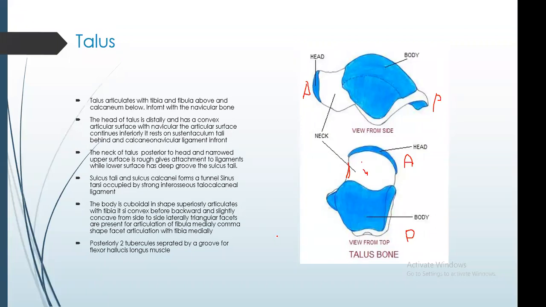The body, this part, is cuboid in shape, superiorly articulating with the tibia. It is convex from front to back. See, this is convex in shape. And slightly concave from side to side. From side to side, from this part to this part, it is concave.